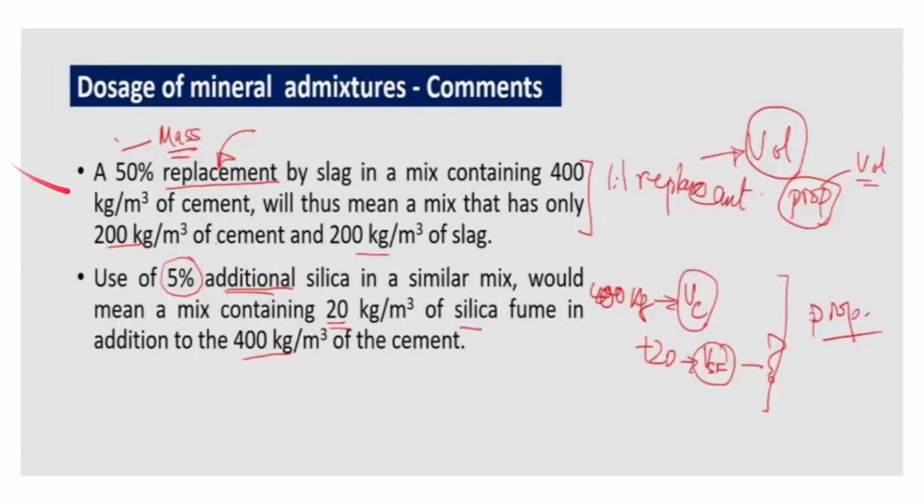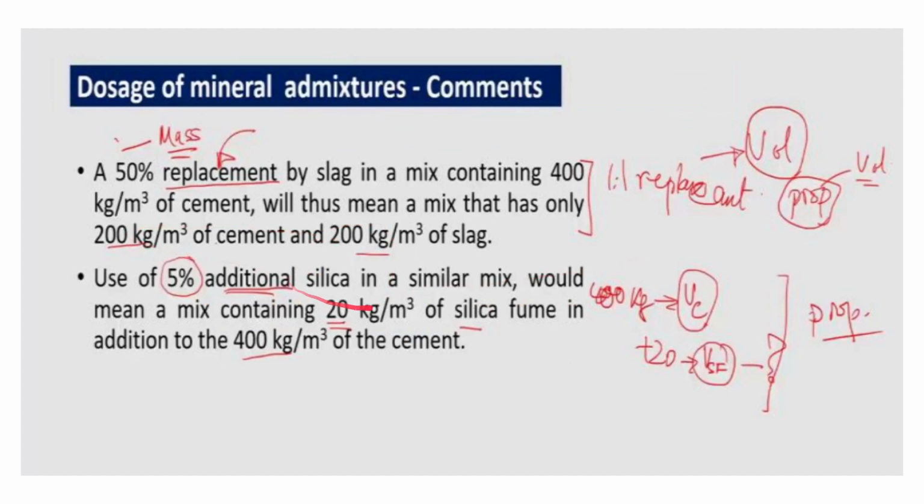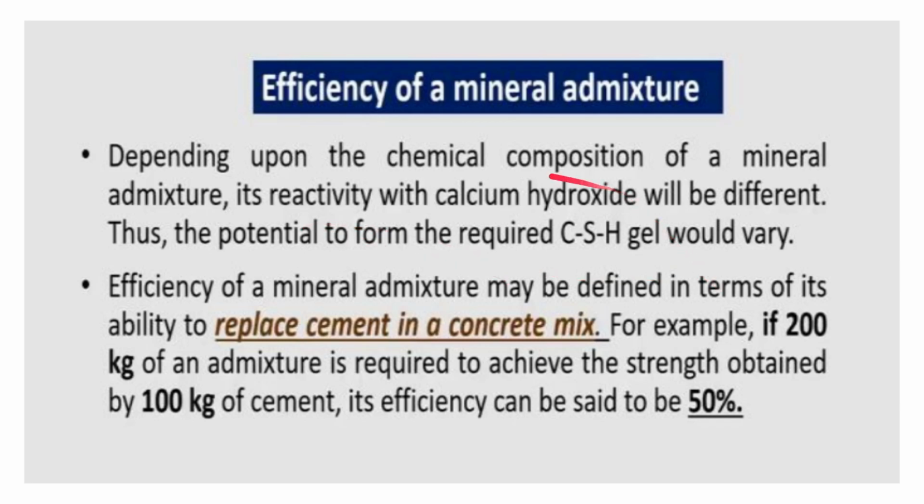So for the dosage of mineral admixture, if we see 50% replacement by slag in a mix containing 400 kg cement, it will mean that 200 kg of cement and 200 kg of slag will be there. Similarly, if we are adding 5% silica fume, that means in 400 kg, 20 kg of silica fume will be present. That is possible if the efficiency is 100%. But because the efficiency will not be 100%, we need to add more. That is why the efficiency factor is important.